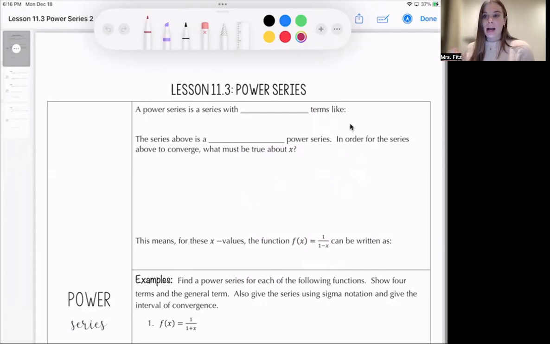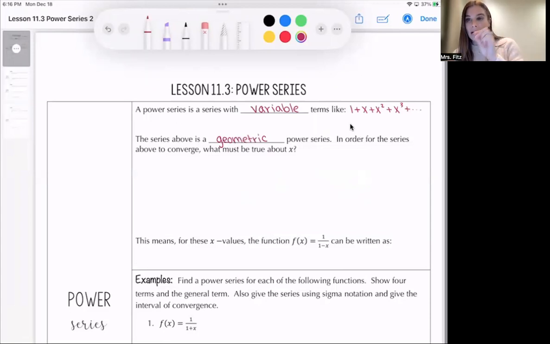So, specifically, a power series is basically a series with variable terms. One example of such a series would be 1 plus x plus x squared plus x cubed, and so on and so forth, right? This is actually a very specific type of power series. This type of power series is a geometric power series, and that's the case because each term is 1, then x, then x squared. They have a common ratio of x.